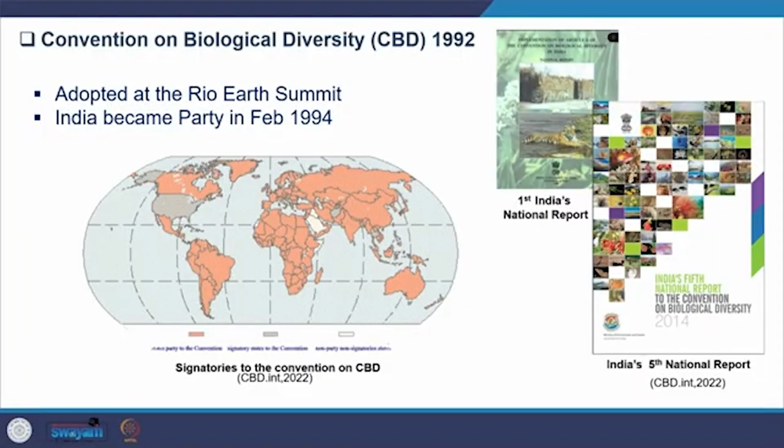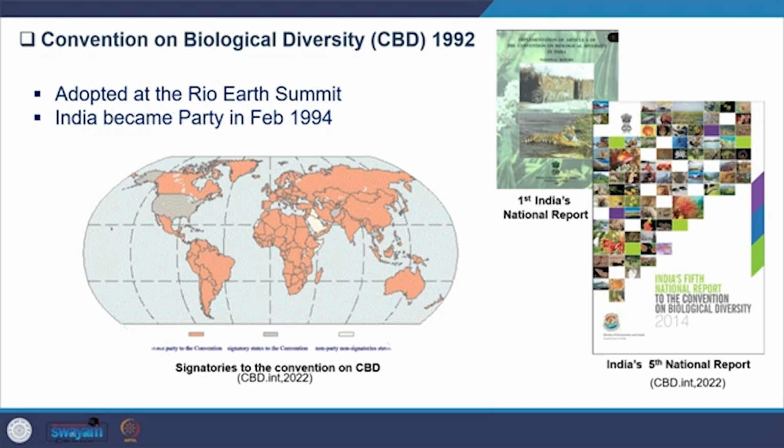If you recollect, at the Rio Earth Summit, many goals and sustainable development principles were initiated, which led to international agreements supporting sustainable development and biodiversity. Looking at some of the key agreements, there is the Convention on Biological Diversity, CBD, of 1992, which was adopted at the Rio Earth Summit. India is one of the earliest signatories of the CBD, and became a party in February 1994.